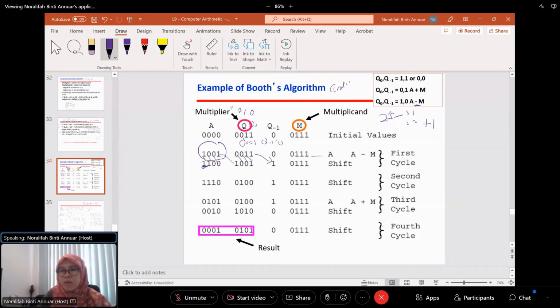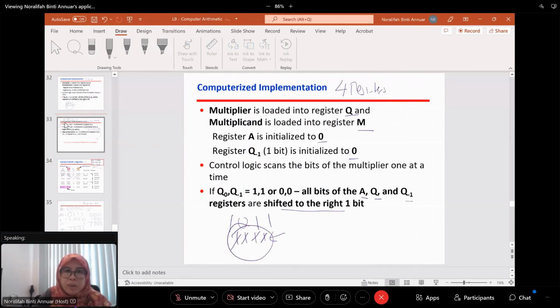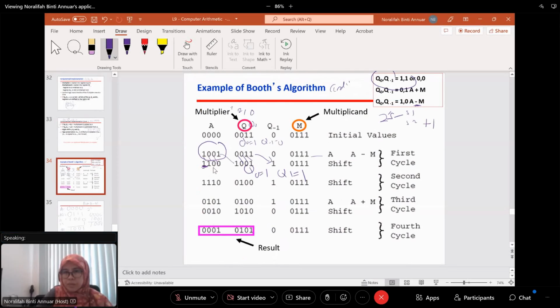After that you follow what it needs to do for the shift. For example in this second cycle, look at this Q0 and Q1, this condition. So Q0 value is 1, Q1 value is 1. So what needs to be done? Look at 1, 1. Look here. Oh, 1, 1. So what to do? You refer back here. Q0 Q1 is 1, 1 or 0, 0. All bits shift. You just shift. No addition or subtraction. So shift to where? Shift to the right. Both algorithms shift to the right. And then repeat again.